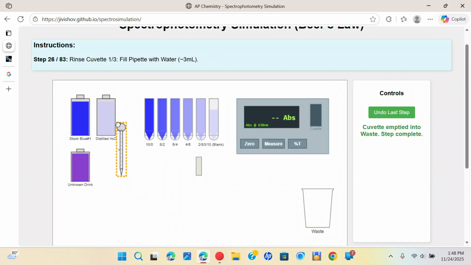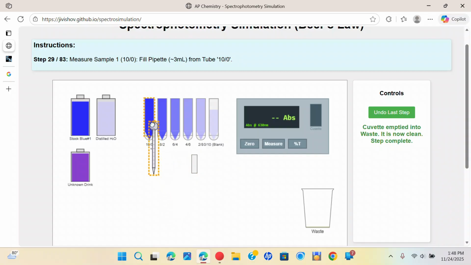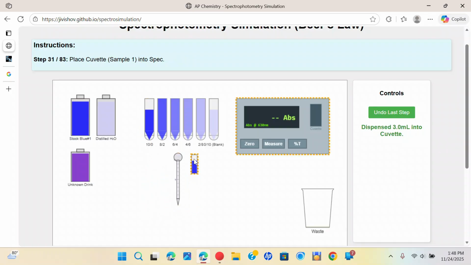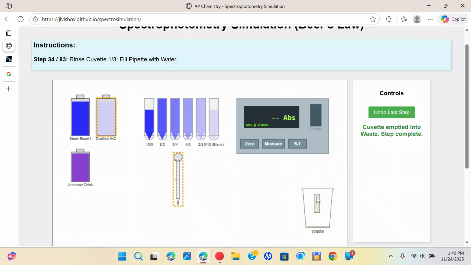So now we need to fill the pipettes with some water. We need to rinse it. We don't want it to be contaminated. We don't want to contaminate the next solution that we're gonna drop in. Because now we're gonna take some of tube 2's solution and place it here to measure its absorbance. Oof. Haha, you didn't see anything. Okay, so measure. There.